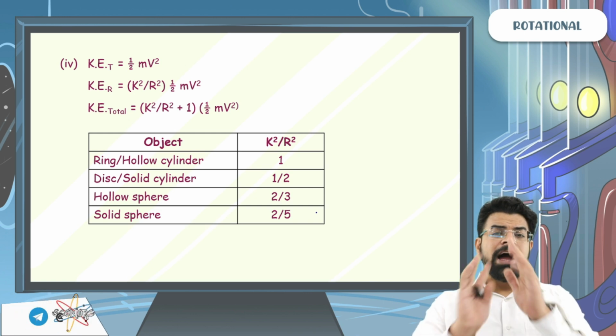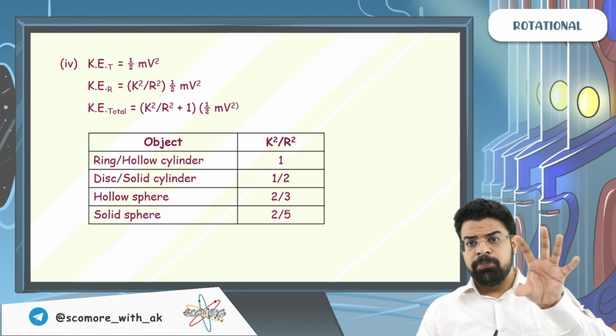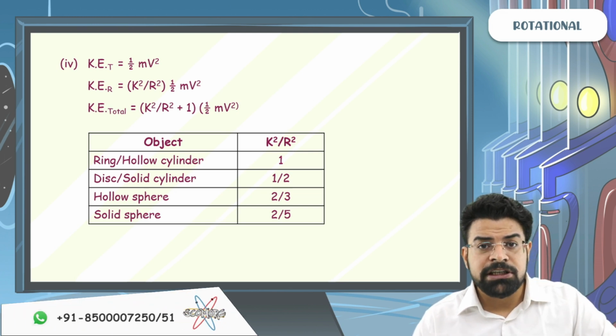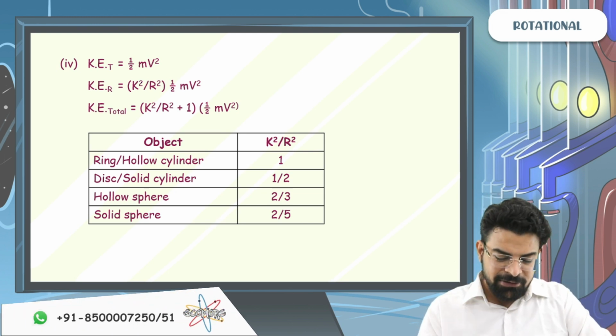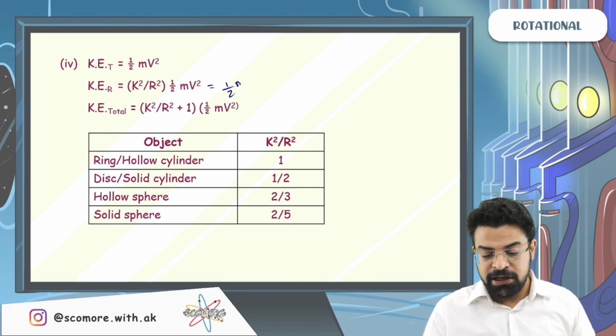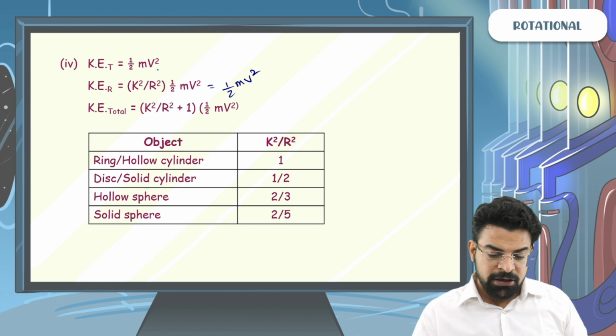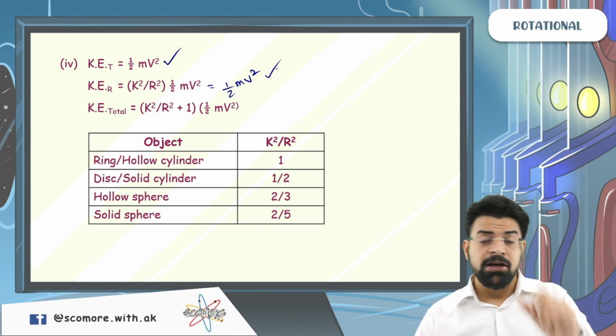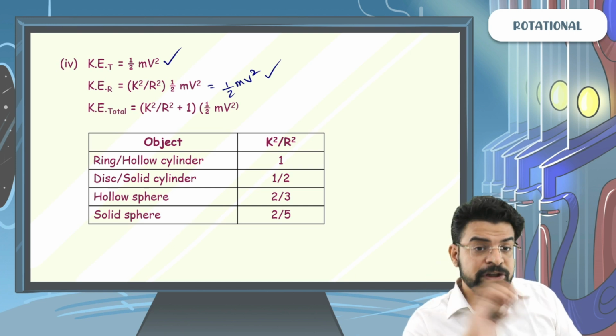So if I tell you a ring is performing pure rolling on a fixed surface, which kinetic energy will be more, translational or rotational? You will say, sir, for a ring, k square by r square will be 1. So for a ring, the rotational kinetic energy will also be half mv square. Translational will be half mv square, rotational will also be half mv square. So the total energy will be mv square.